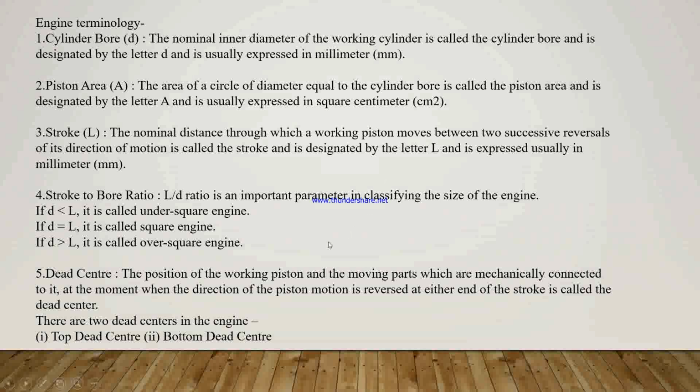Okay, next is the stroke to bore ratio, that is length to diameter ratio, that is stroke L and small d, the cylinder bore diameter. This is an important parameter to classify the size of the engine. If the cylinder bore diameter is less than the stroke, then that engine is called an undersquare engine. If the diameter is equal to the stroke, then it is called a square engine, and if the diameter is greater than the stroke length, then it is called an oversquare engine.